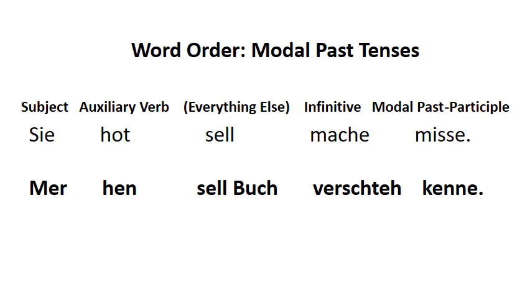So that's how we form the past tense of modal verbs. Very much like all other verbs, we just use a helping verb, like ich hab. We put the past participle at the very end. Wir haben sel Buch verstehen können.